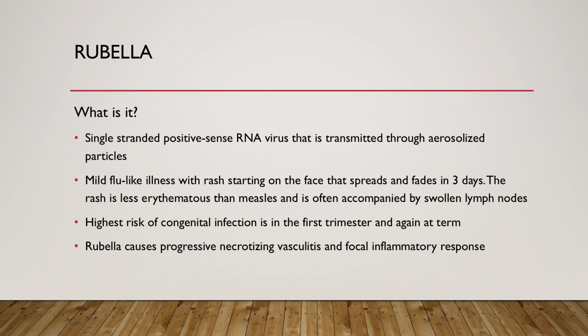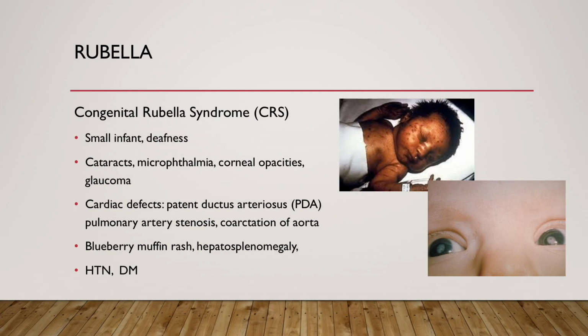There are 2 points where there is a highest risk of congenital infection. The first is in the first trimester of pregnancy, and again at term. Rubella causes progressive necrotizing vasculitis and a focal inflammatory response. Congenital rubella syndrome presents with an infant that is often small for its age, deafness, cataracts, again, microphthalmia, which is common with other infections, corneal opacities, and glaucoma.